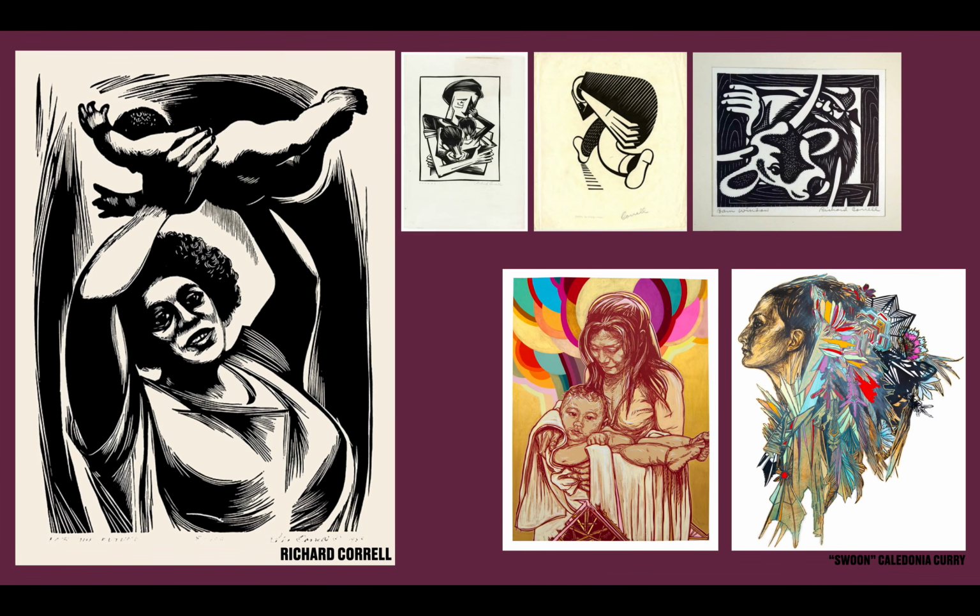And in terms of printmaking, I wanted to talk about two different forms of line here. With Richard Correll's four pieces in black and white, we have something that's very bold and intense and stark. Whereas Swoon's pieces, otherwise known as Caledonia Curry, her style of printmaking is kind of sketchy and wispy and feathery, but all are achieved by carving into a surface, applying ink, and printing onto another. They both utilize line as one of their main elements, but in very different ways. We have bold versus sketchy, wispy, and organic.